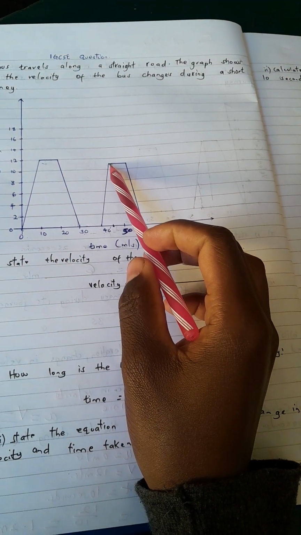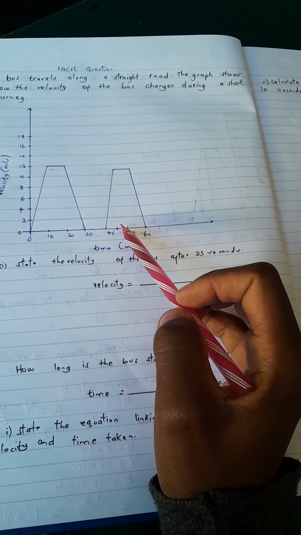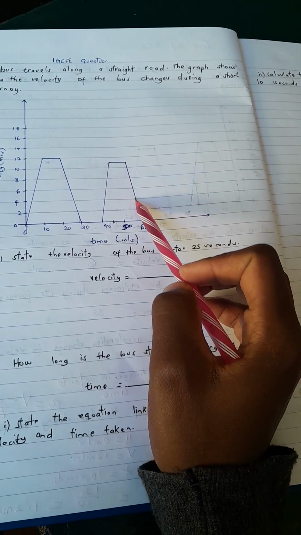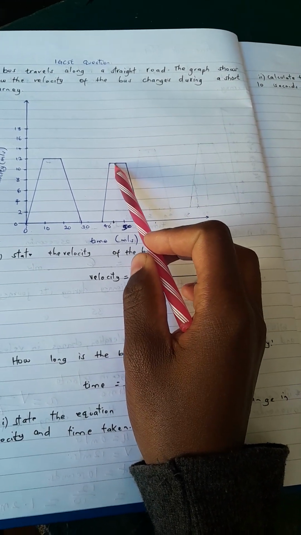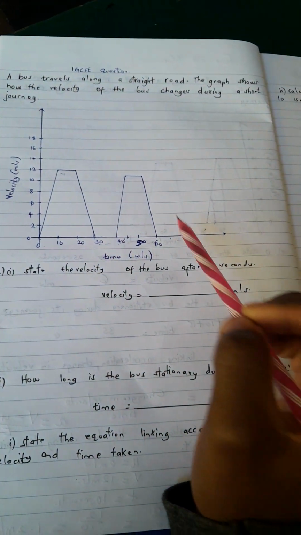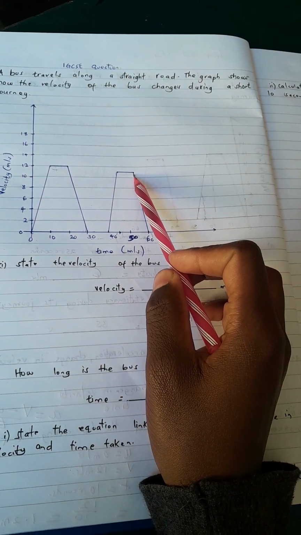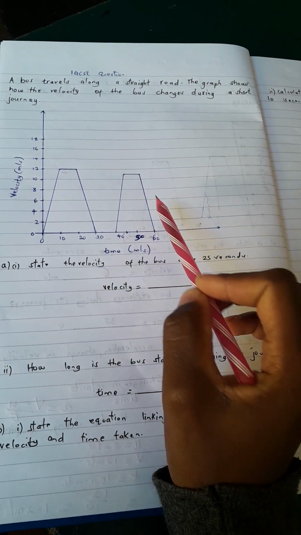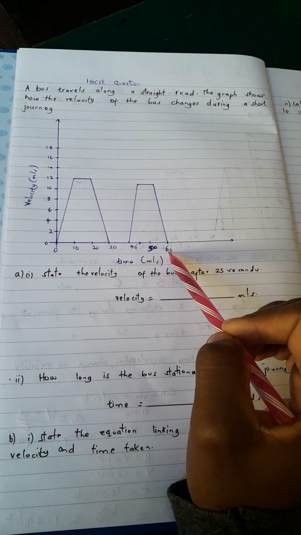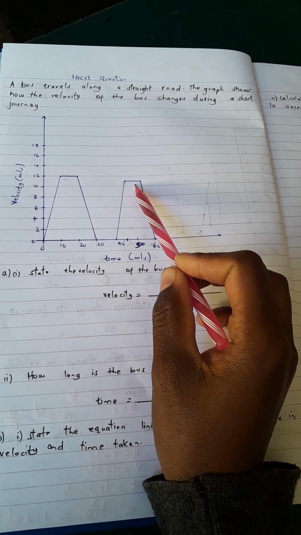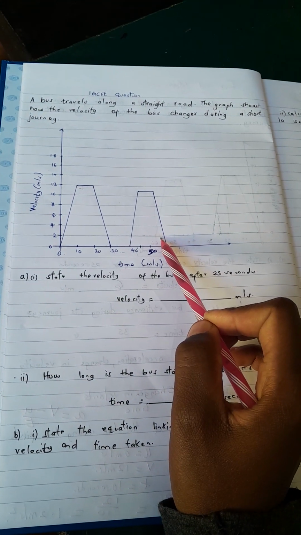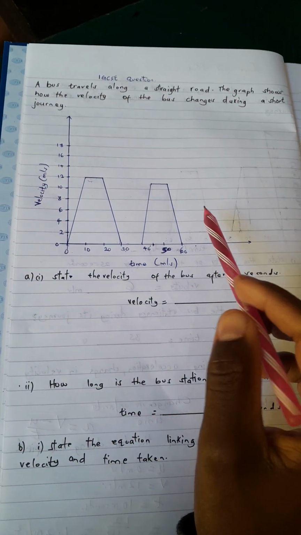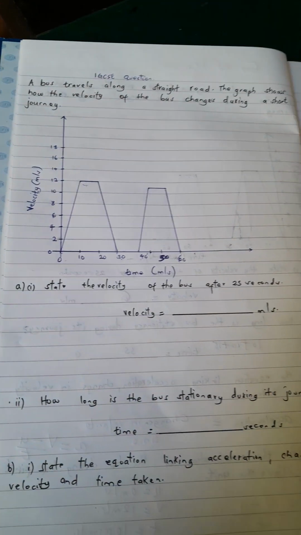So again it took a rest from this point. This point is 45 seconds. Then it started traveling again to this point. This is a constant velocity. And then it started its journey again downwards, which we said is decelerating back. This is deceleration, so it means we get a negative acceleration, which is also called deceleration or retardation.